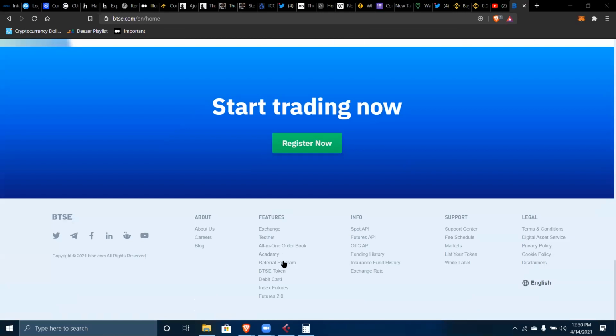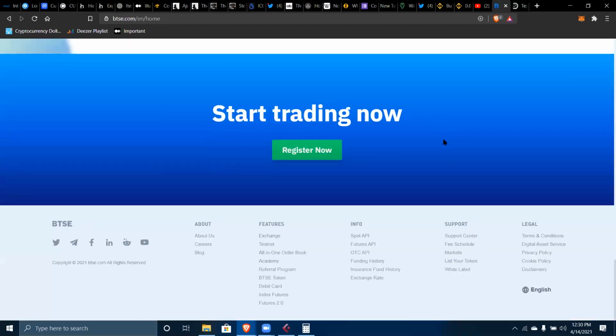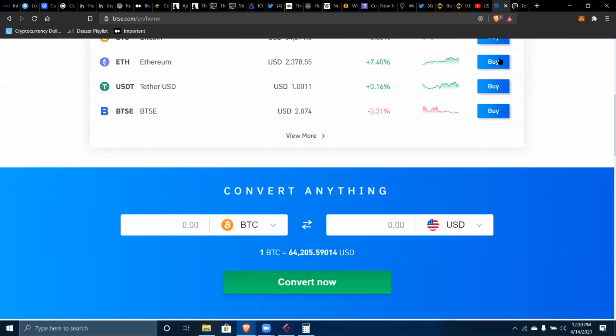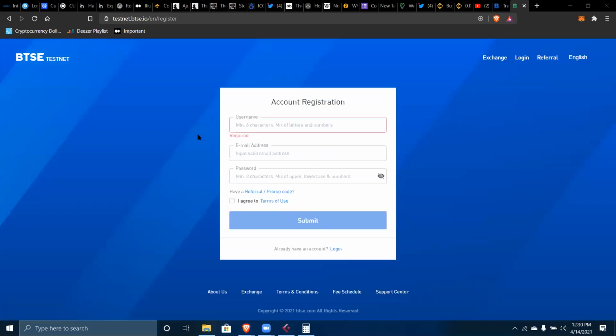So they have a demo platform. Okay, I think it's called a testnet or something. Testnet.btsc.io. Yeah, exactly. So here you can create an account. Yeah, I can see it's exactly the same thing. You create your account, and after registering, you get credited demo funds, and you can just proceed to trading with demo money. Let me just send that to you so you can check it out.